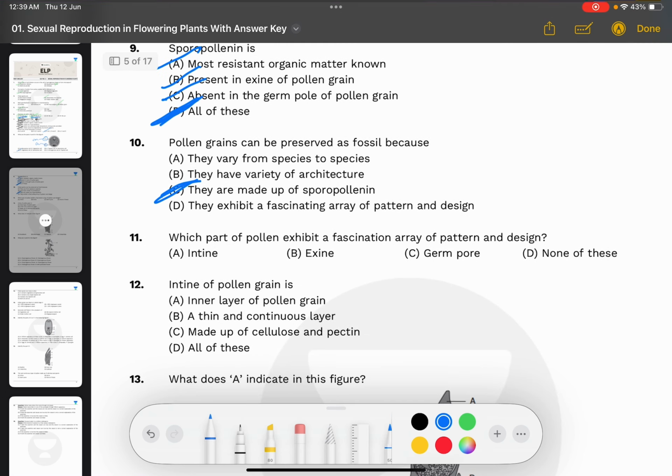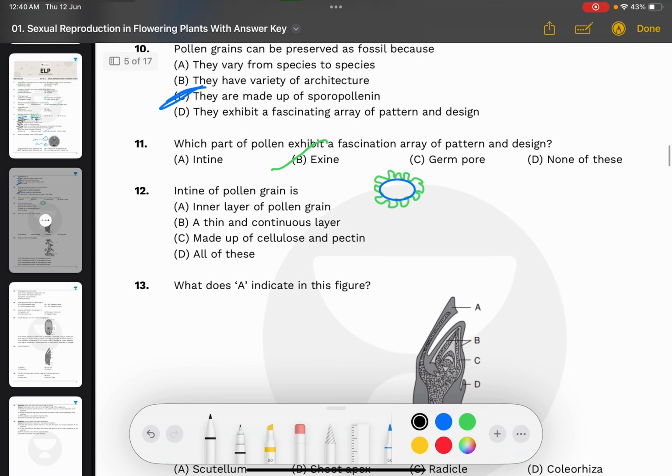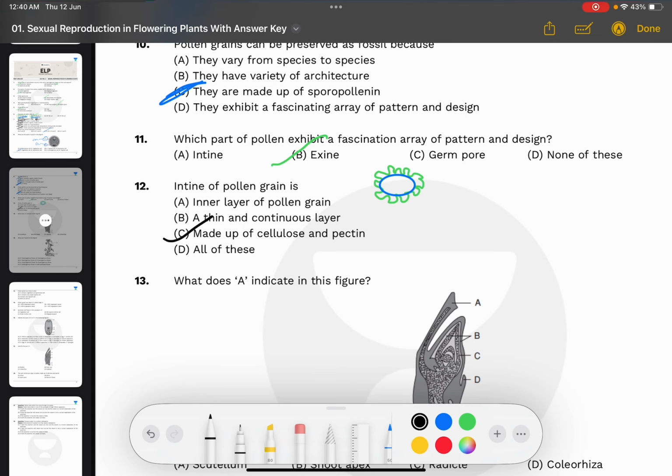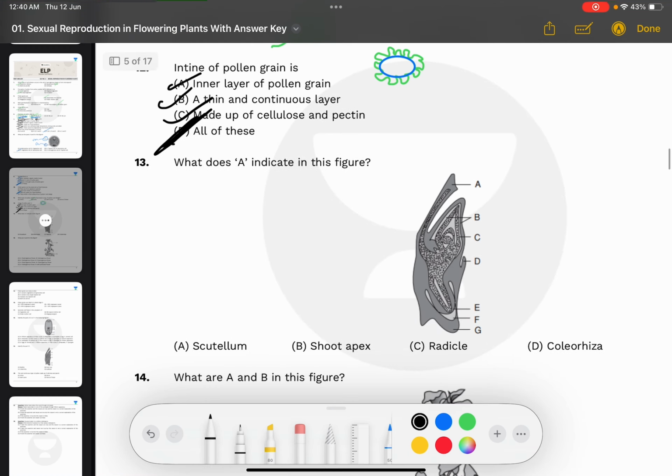Which part of the pollen exhibits a fascinating array of patterns and designs? That is what we call exine. You will see they are very beautiful, some fashionable things in them. In NCERT the photo is there. Intine of pollen grain is made up of cellulose and pectin, a thin and continuous layer. Fourth option.